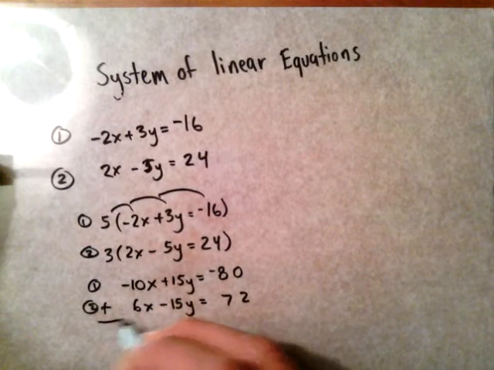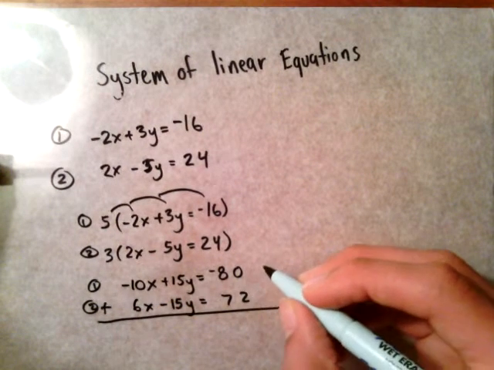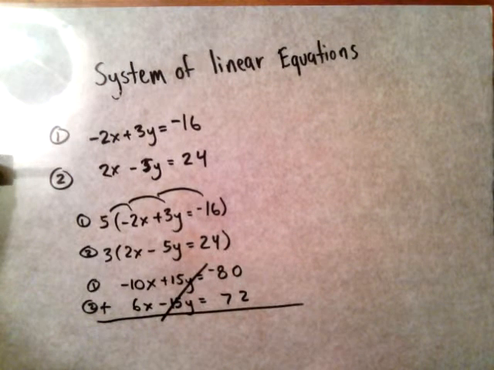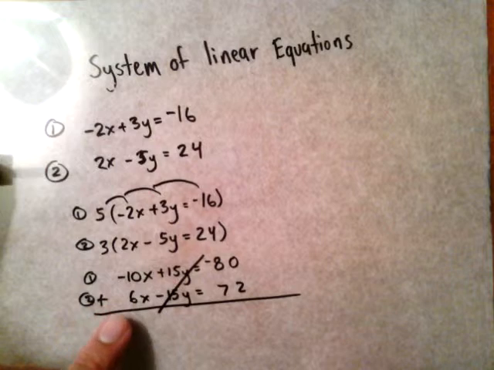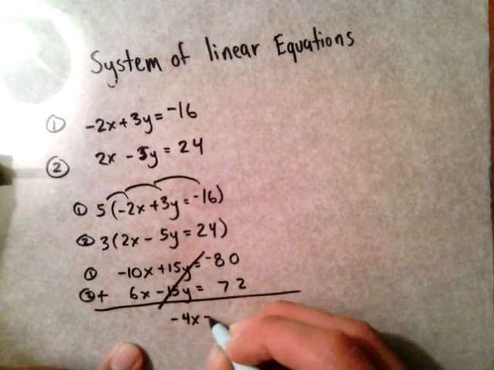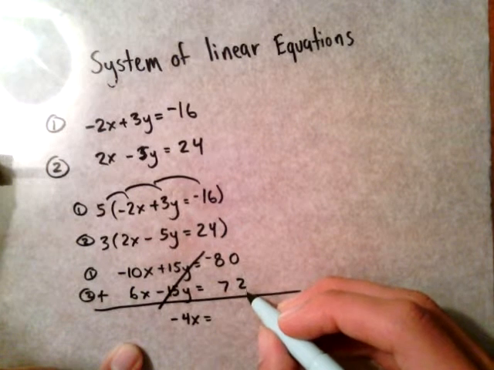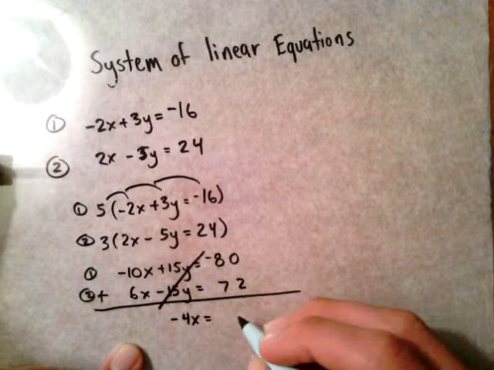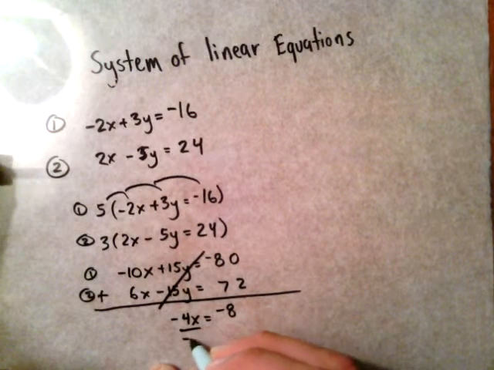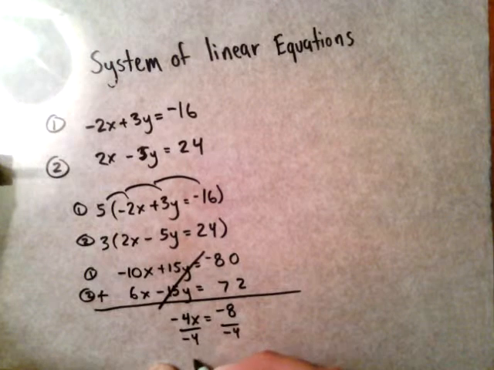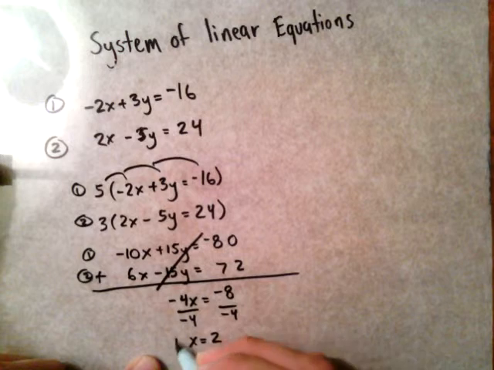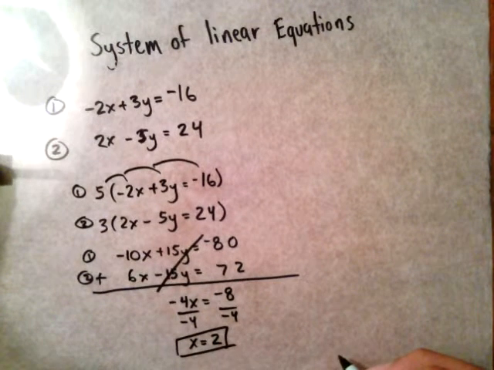And now we want to add both equations. So notice right away that we can cancel out these two values. Alright, so now we have negative 10x plus 6x, and we end up getting a negative 4x. Now we have negative 80 plus 72, which gives us a negative 8. Now we want to solve for x, so we divide by negative 4 on both sides, and we get x is equal to positive 2. So we found our first solution.